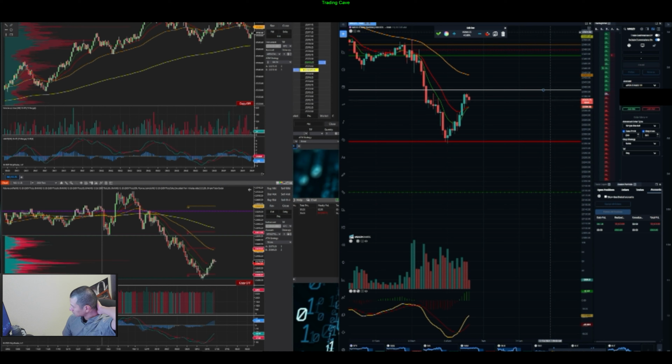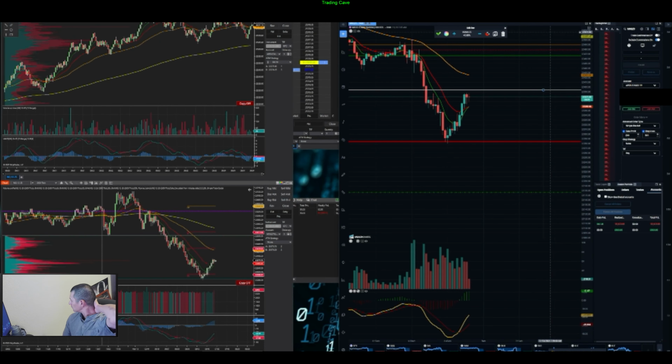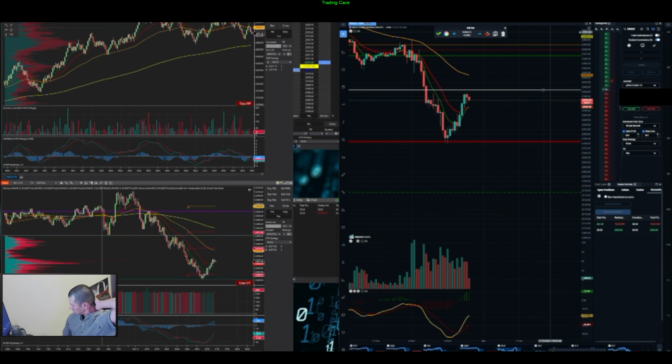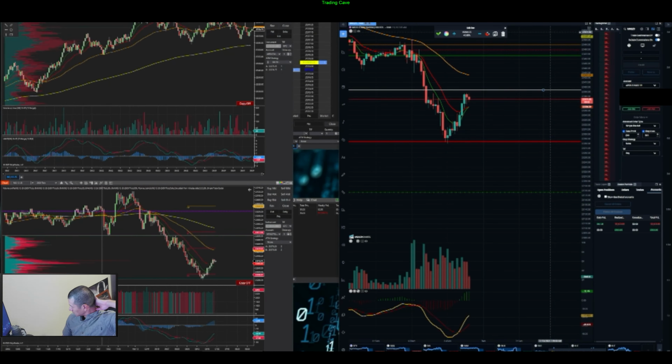Starting to frame up. You just need to let it play up as much as it wants, and then the moment it turns and starts closing for lower, that's when I start entering.